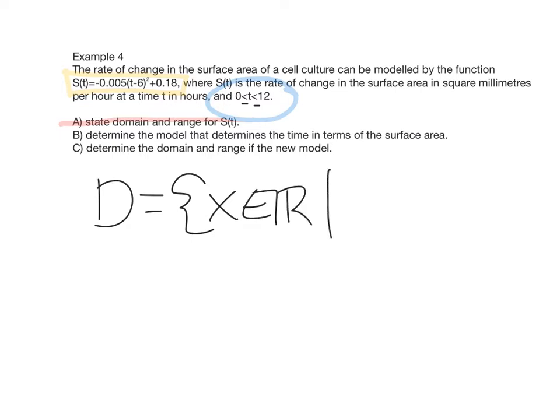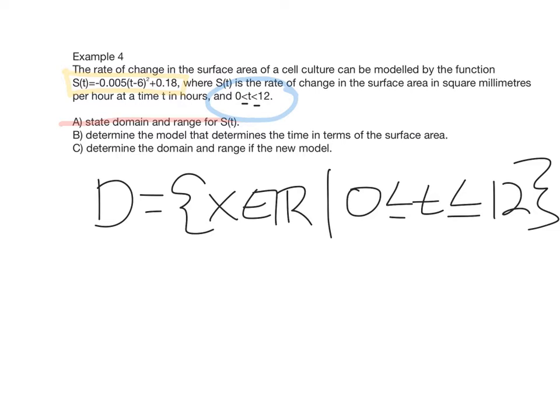Looking at the fact that t, our independent variable, is our time in hours, and that 0 is less than or equal to t, which is less than or equal to 12, we can use that as our condition. 0 is less than or equal to t, which is less than or equal to 12. And what this means is that our function is only going to exist from 0 to 12 hours. We have no domain before 0 and no domain after 12 hours.